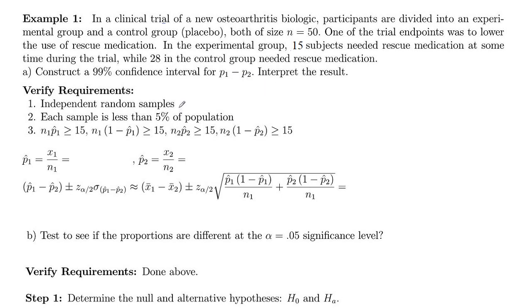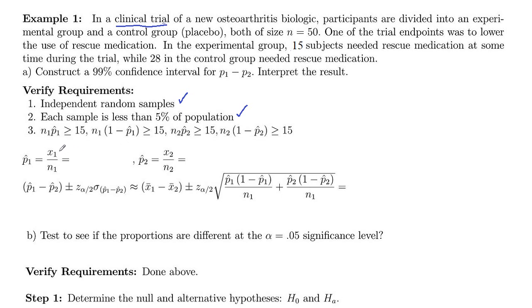So, test requirements: independent random samples. While this is a clinical trial, if they're using good trial design, they should have done independent random samples, so that should be satisfied. 50 should be less than 5% of the population, certainly. I've got millions of people that have arthritis. And then we need to check that our successes and failures are at least 15 in both populations.